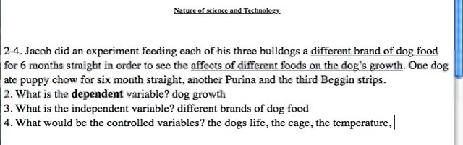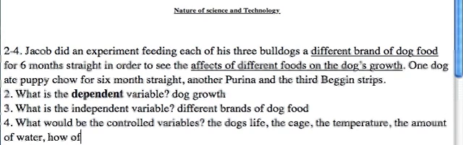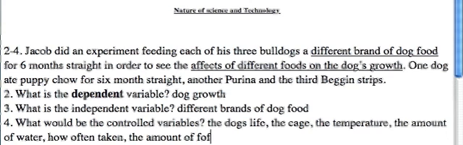hopefully I spelled that right, the amount of water, how often taken out. Also, we could also put, sorry, there was a little interruption, the amounts of food fed. These would all be controlled variables because these are all the aspects of the dog's life that has to stay the same for each dog.